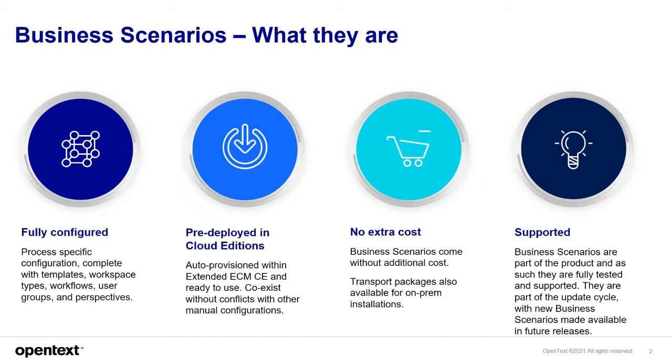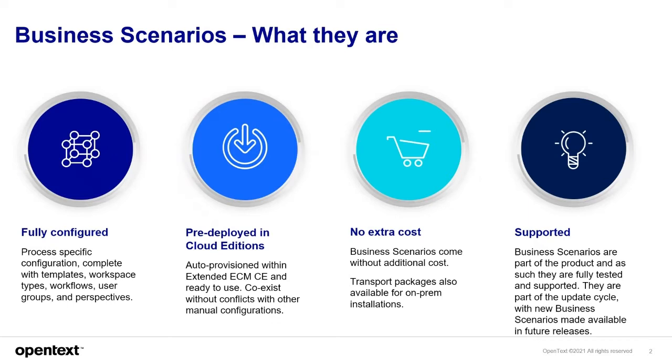Business scenarios are fully configured with everything you need for Extended ECM, like workspace templates, perspectives, search configurations, categories, workflows, and much more. Business scenarios are already deployed on OpenText cloud offerings. That means they are available for you to use immediately. You can also deploy them as transport packages on your own existing system. They are fully supported and part of the upgrade cycle, and they come at no extra cost.